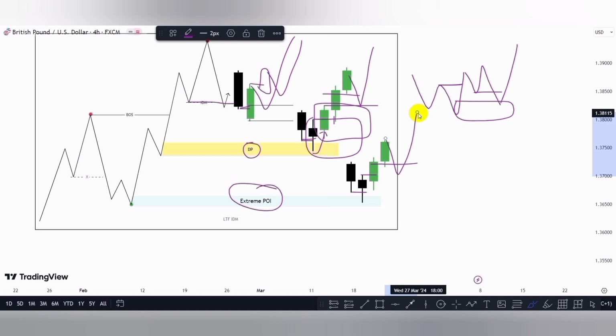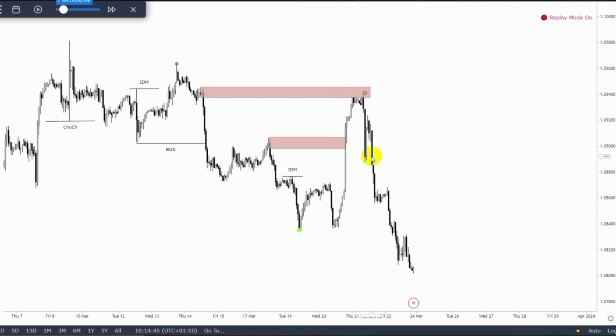So guys, let's head to the chart to look at the real-time chart example on how to utilize this knowledge for trade execution. All right, guys, now let's look at a real-time chart example on how to execute a high probability trade setup using the single candlestick order block.